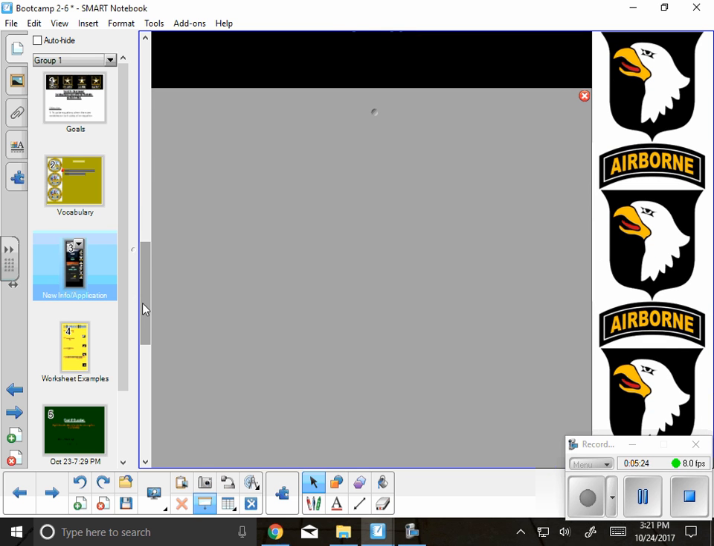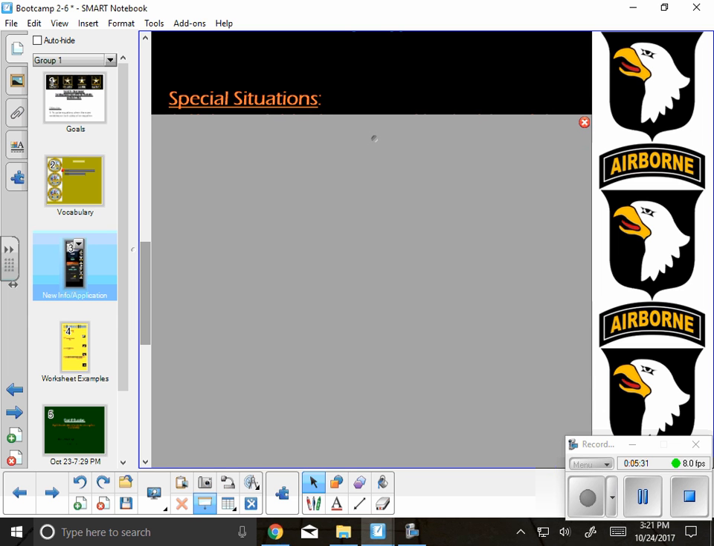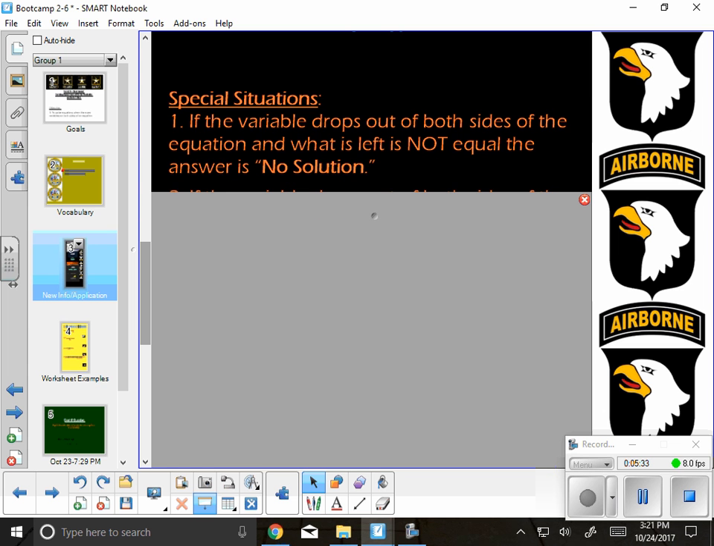And as we're continuing on, with multi-step equations, there may be some special situations that you're going to have to be on the lookout for. So the first one is if the variable drops out on both sides of the equation and what is left is not equal, it means no solution. So if you end up with something that looks like 0 equals -14, that means there's no solution. Since there's no variable left, we haven't been able to solve for it.